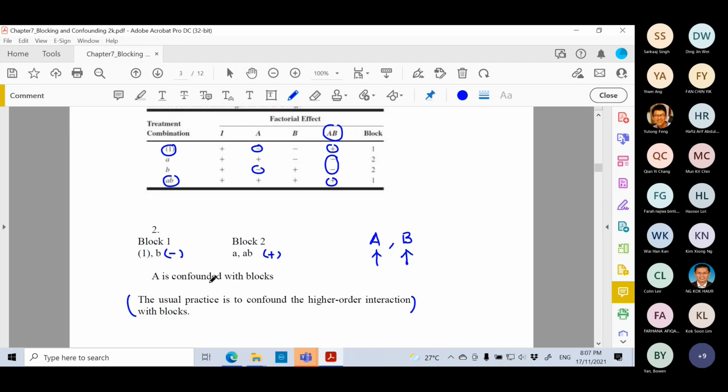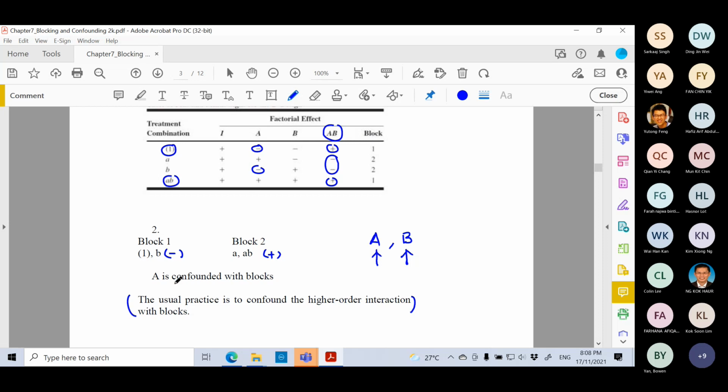So if you confound it with the block, it means that the information from A, you cannot extract it out. So that has no value for this experiment, because in your experiment you want to look at factor A and factor B. But you confounded it itself, therefore you don't have the information on A. Okay, so bear in mind that when you do the confounding, you need to know which factor you are going to confound with the block.